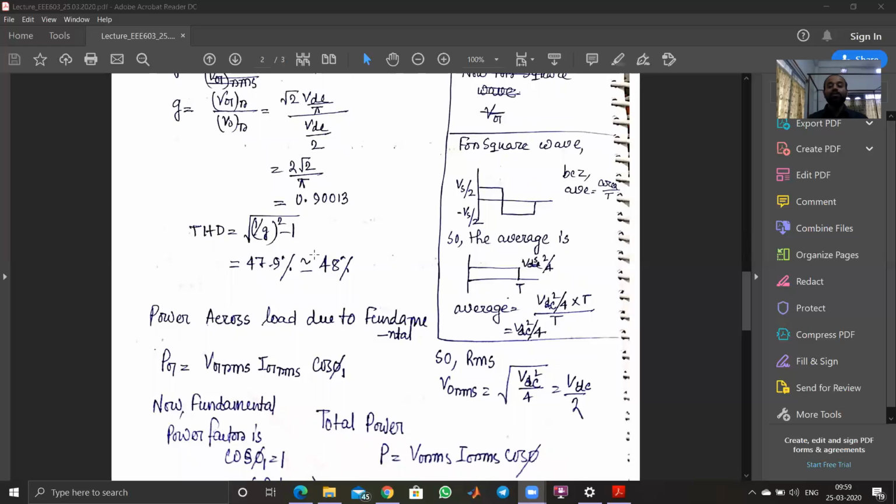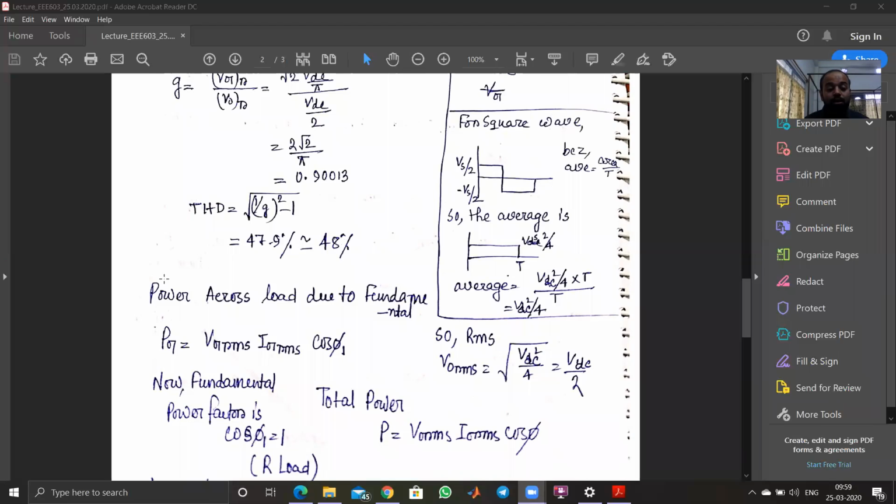Now, this formula is very much essential for your MAC syllabus as well as for your GATE syllabus. Various types of maths have come into this formula. Then we'll come to the power across the load due to the fundamental. First, we'll see the total power.